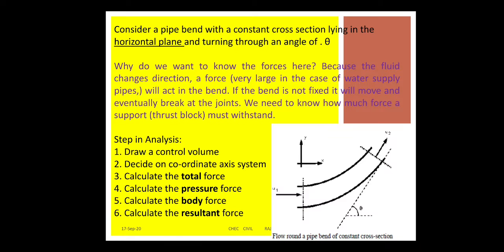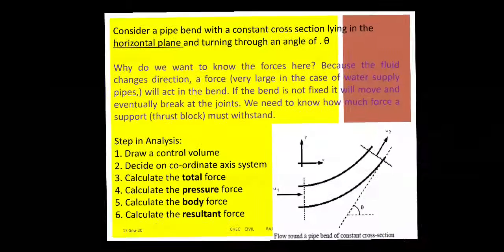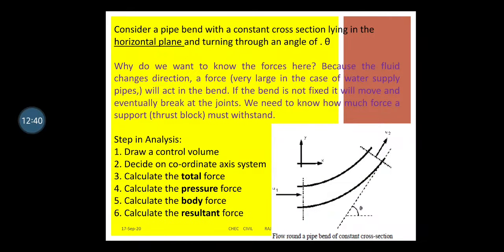Next, consider a pipe bend with a constant cross section lying in the horizontal plane and turning, making an angle. What is the angle it is making? It is making an angle of theta.